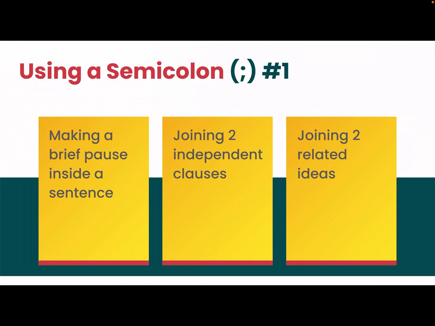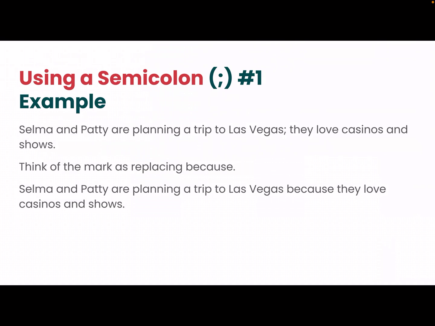In this use of the semicolon, you're going to make a brief pause inside a sentence, and you're going to join two independent clauses. An independent clause is basically a complete sentence. It can stand on its own. Each independent clause contains a subject and a verb. Then the semicolon is going to join two related ideas.